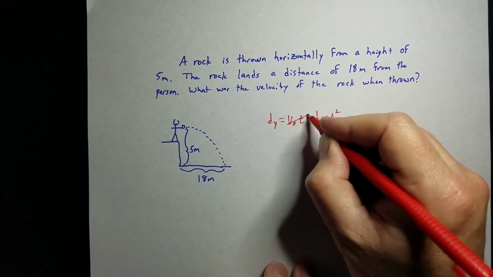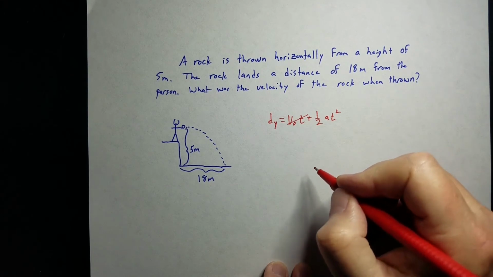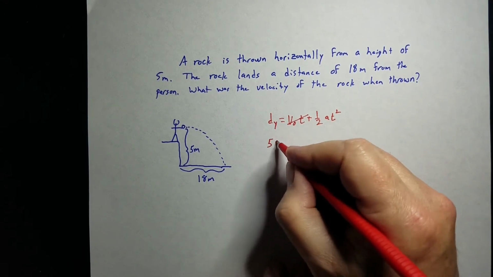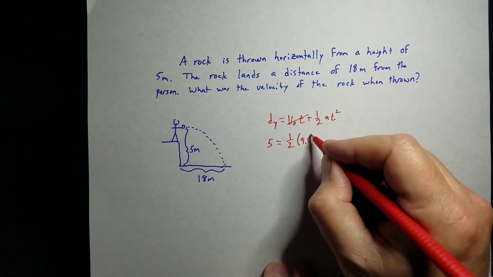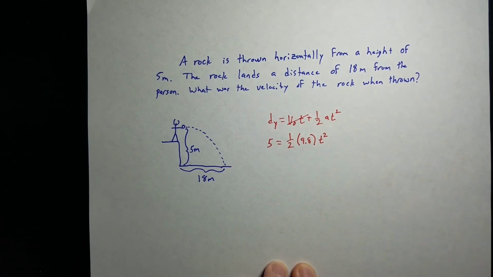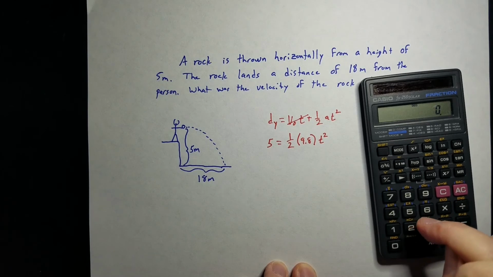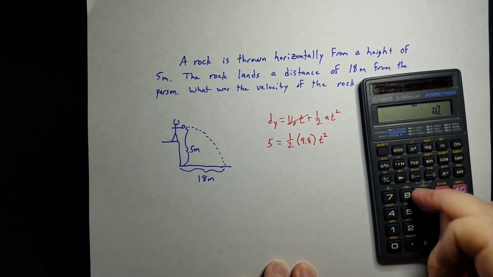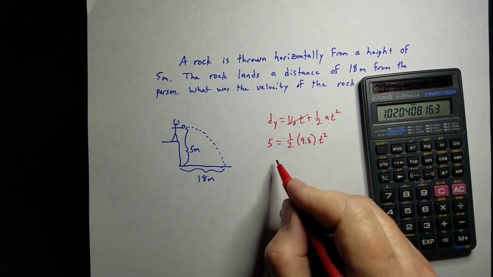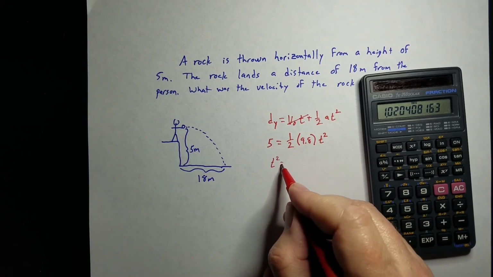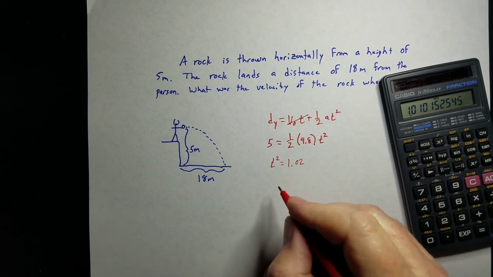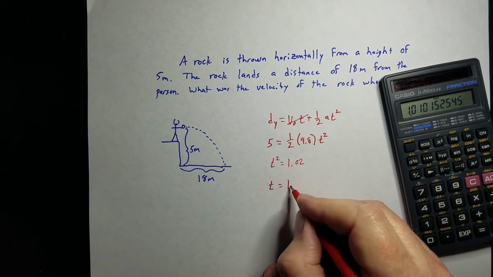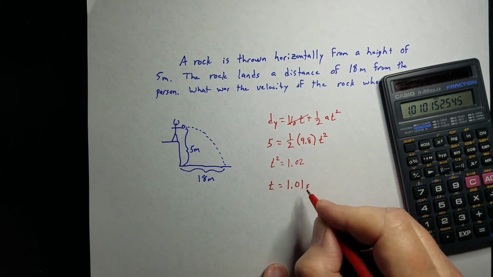But again, I know that part cancels out. So sometimes you don't even have to write that. It fell from 5 meters. Gravity's 9.8. And we've got to figure out t. So 5 times 2 divided by 9.8 gives me a t squared of 1.02. I'll take the square root, and my time is going to be 1.01 seconds.